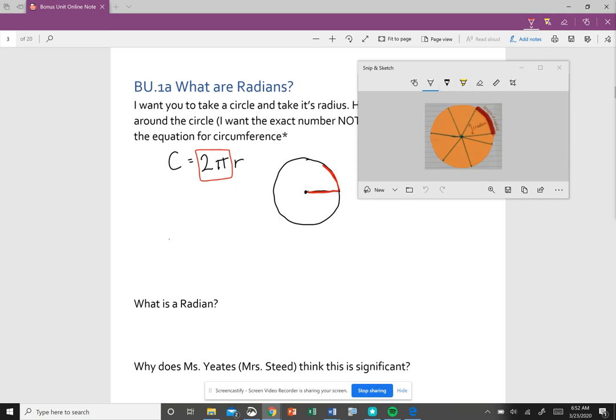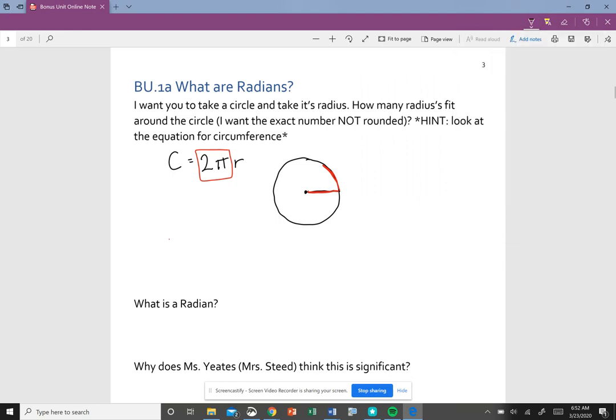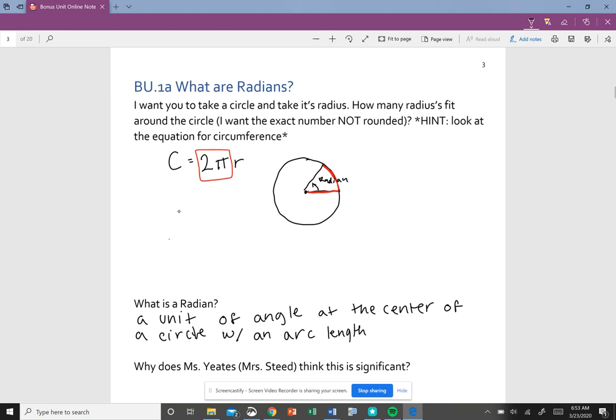So a radian is just a unit of angle. So like 1 radian would be this, at the center of a circle with an arc length equal to the radius.